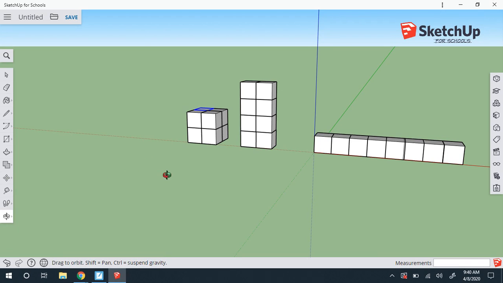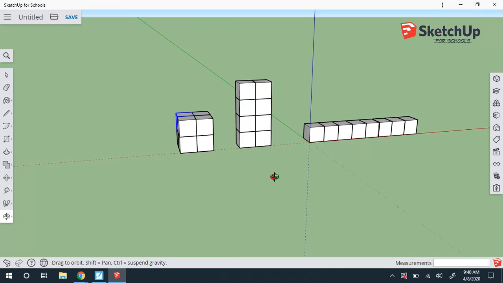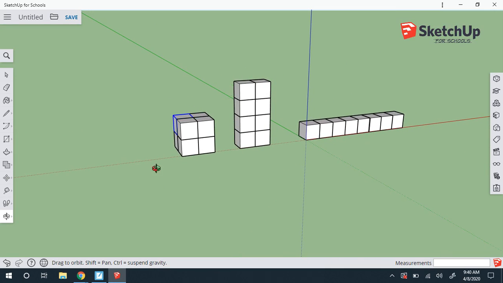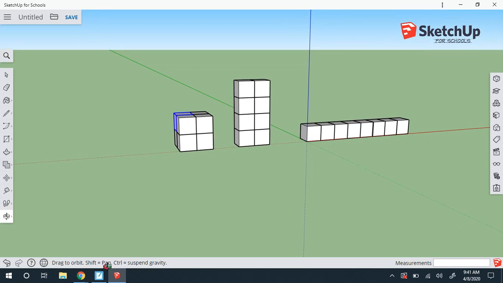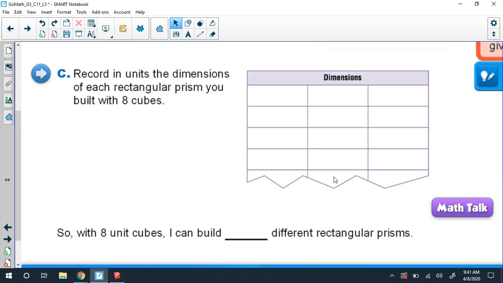fit this description. Now remember, even though we looked at some different composed figures in our lesson today, they're asking for rectangular prisms, which means that our bases have to be congruent. So we couldn't, for example, take this one and go out 4 and then make an L shape, because that would not fit the mold of a rectangular prism. But we'll record them right here to make sure we have the ones we got. We got a 1 tall by 1 deep by 8 wide, so 1 by 1 by 8.